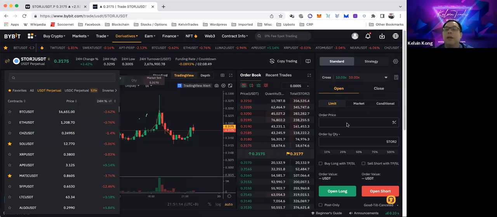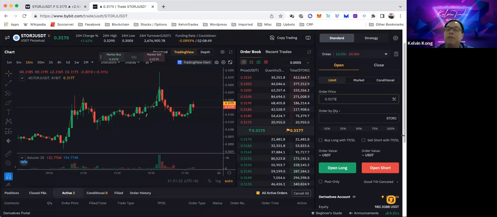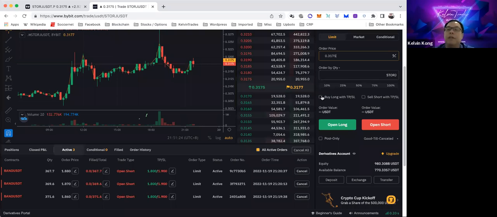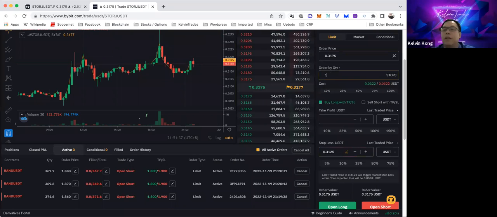Storage. 3175. Long. 5. Okay. Oh, just nice. $50.